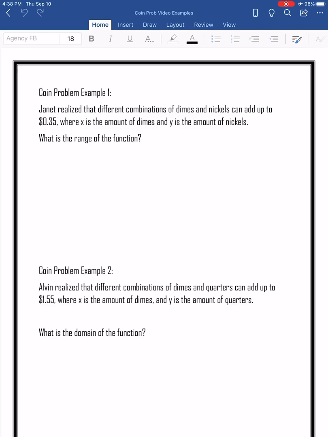All right, let's take a look at this coin problem. Janet realized that different combinations of dimes and nickels can add up to 35 cents, where X is the amount of dimes and Y is the amount of nickels. They want to know what the range of the function is. The range of the function.